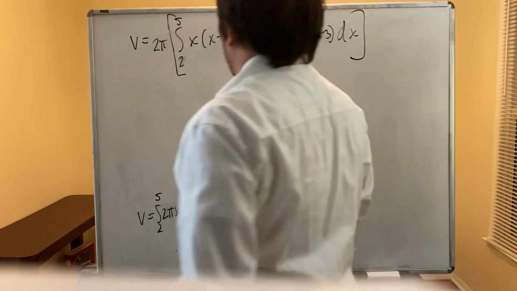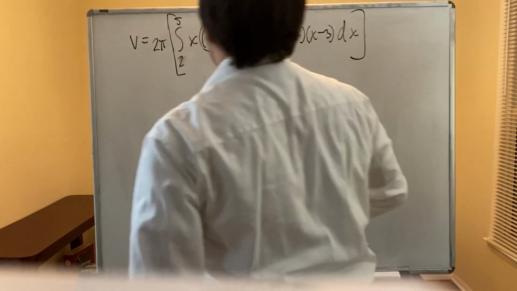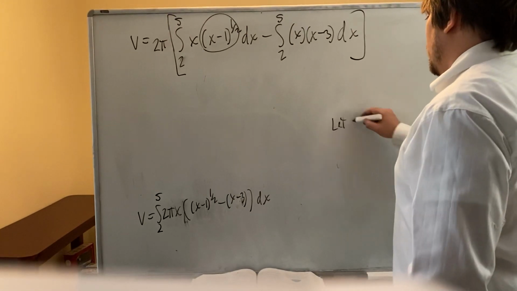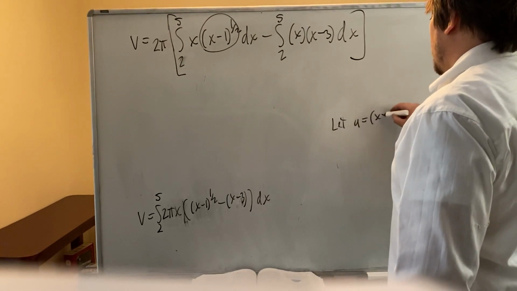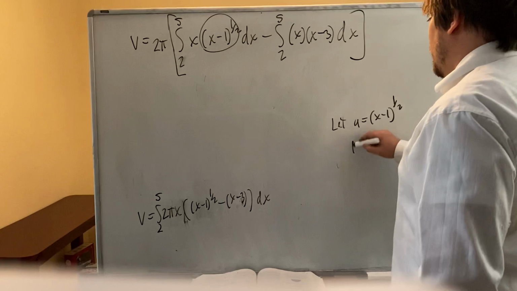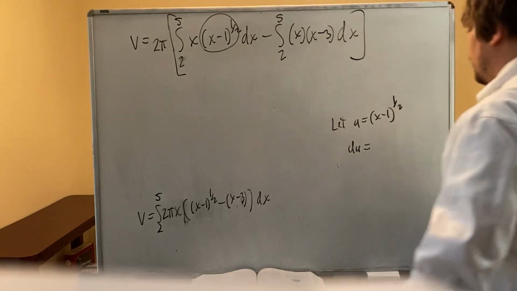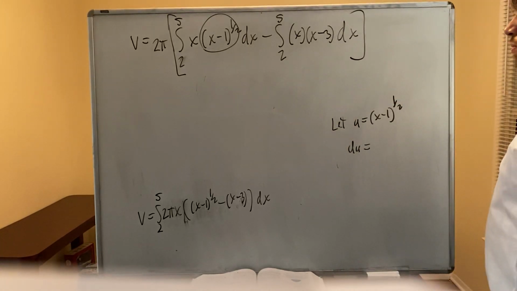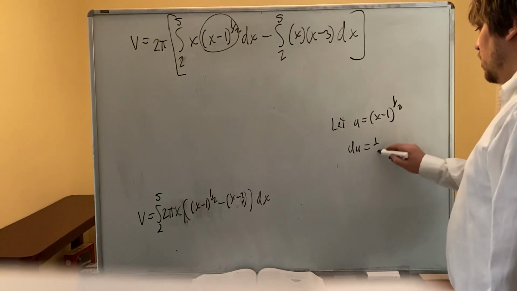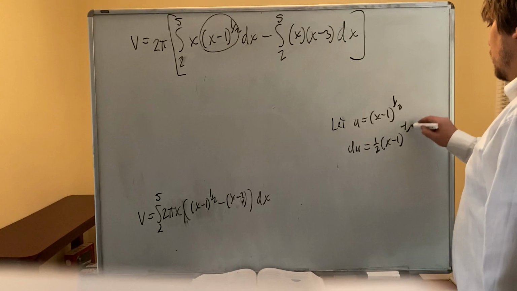Okay, so then I'm going to let u equal x minus 1 to the 1/2. du is equal to 1/2 times x minus 1.